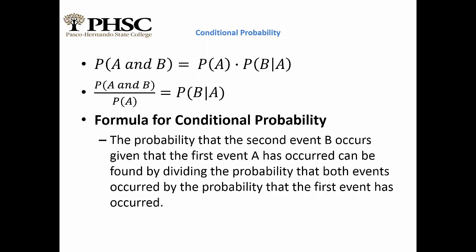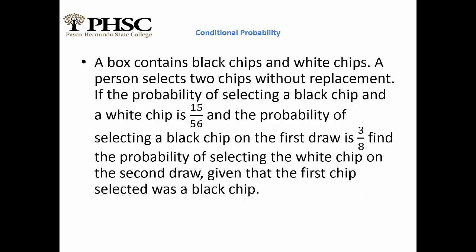So the formula for conditional probability, the probability of the second event B occurs given the first event A has occurred, can be found by dividing the probability that both events occurred by the probability that the first event has occurred. So here's an example.